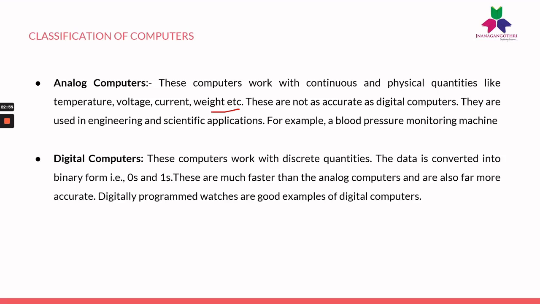The second category is known as digital computers. These computers work with discrete quantities. That is, the data is converted into binary form, 0s and 1s. Binary means 0 and 1. These are much faster than analog computers and more accurate. For example, digitally programmed watches are a good example of digital computers.